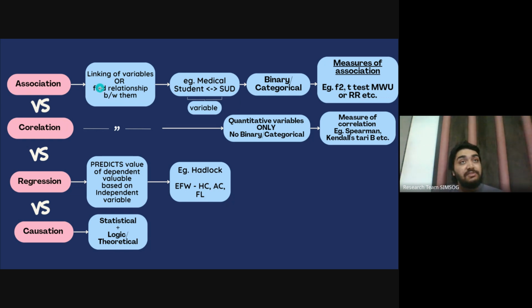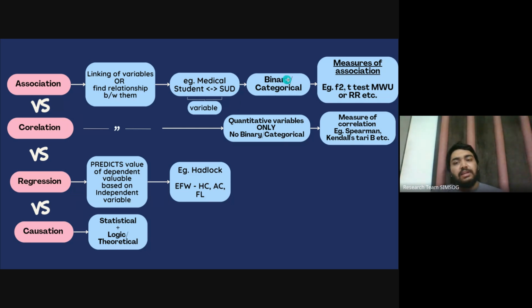If something is increasing or decreasing, is the other related to that? So the basic thing of finding whether something is related to another variable, not merely by chance, is called association. That is the very basic thing which we have been discussing so long. For example, if there is an association between being a medical student, or the year of their MBBS, and substance use disorder, that is called association.